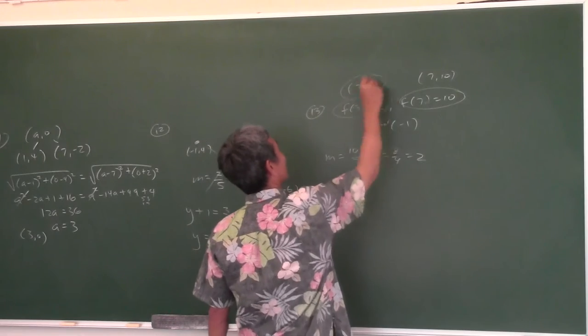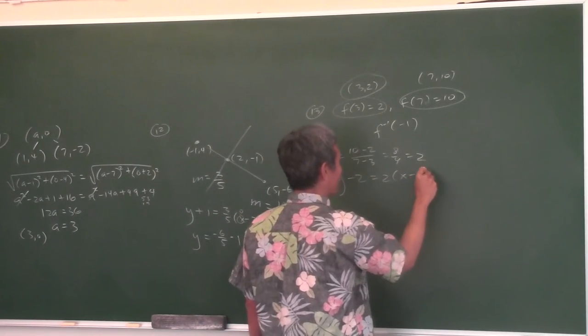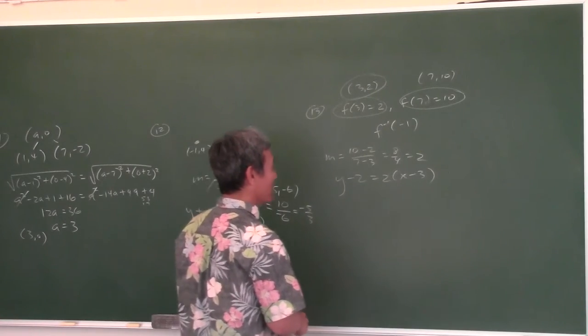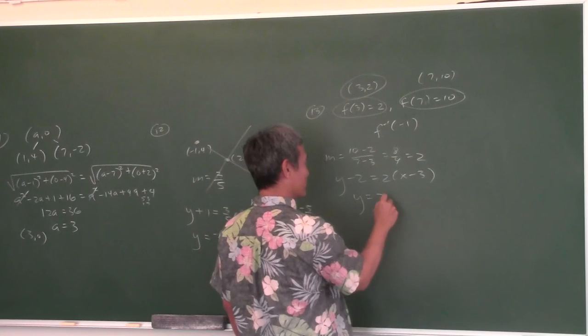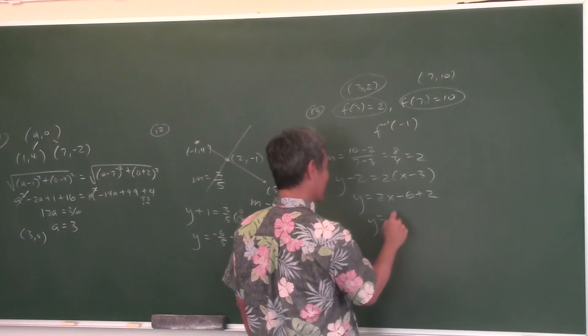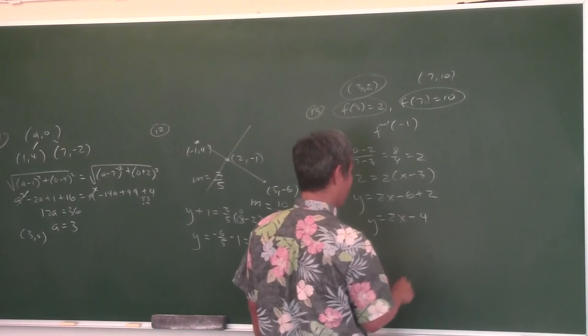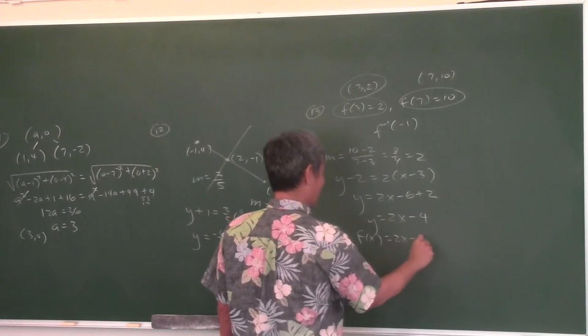And shall we use this one because it's got smaller numbers? Y minus 2 equal 2 times x minus 3. Come on, point slope is automatic already. But since we're using functions, that means you got to solve for y. So y is equal to 2x minus 6 plus 2. So y is equal to 2x minus 4. So it's kind of like f of x is equal to 2x minus 4.